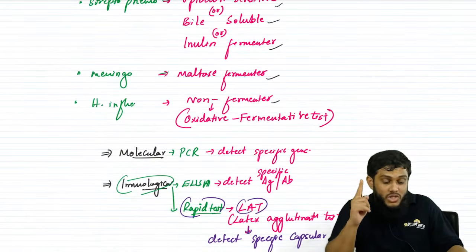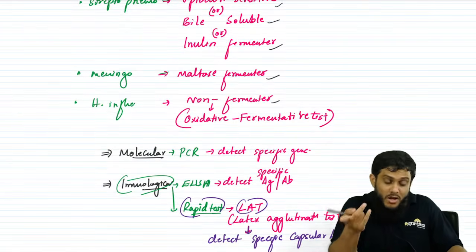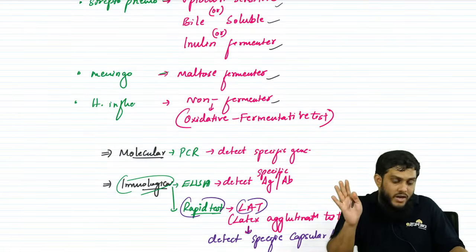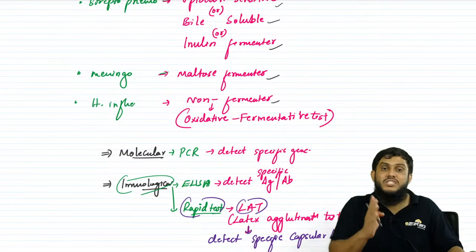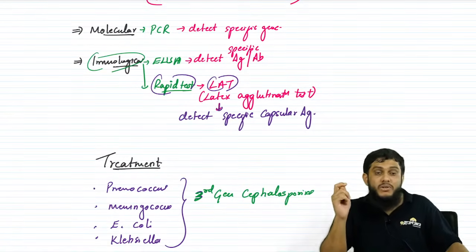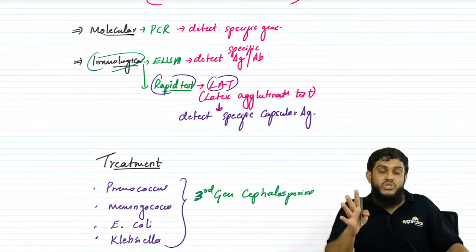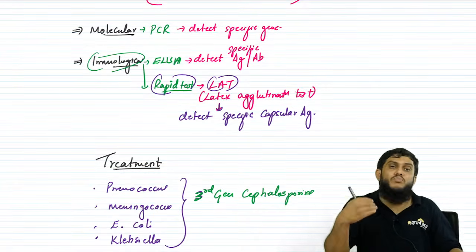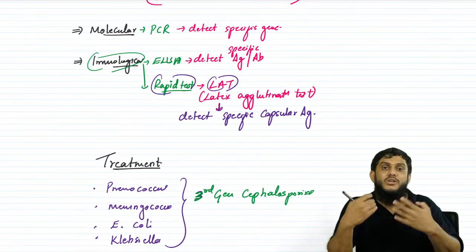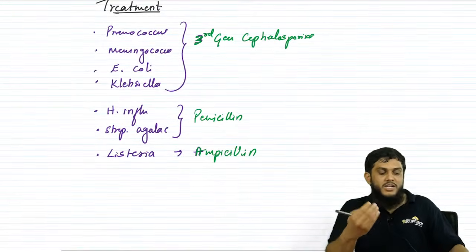And in the question, if they mention gram-negative cocci, maltose fermenter, 100% it is meningococci. And if they say gram-negative cocci, non-fermenter, causing meningitis, 100% it is Haemophilus influenzae. Then if they mention latex agglutination test positive, it will say capsular antigen is detected, and most of the capsulated bacteria cause meningitis, so you can think of meningitis. And ultimately, treatment is this.